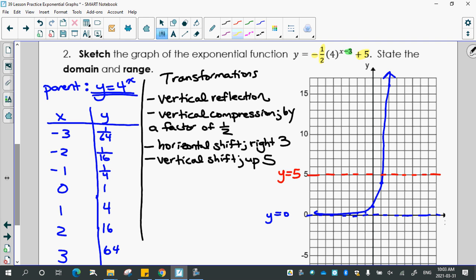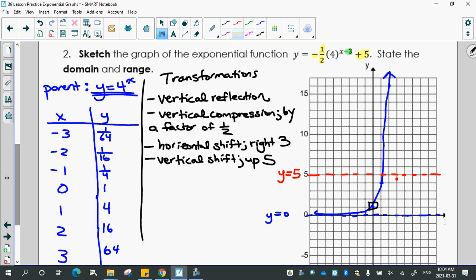So if I start with this point, the 0, 1 point, and I start applying my transformation. So first of all, I'm vertically reflecting it, so it goes down to -1. Is everybody good there? Now I'm compressing it by a factor of 1/2, so instead of being 1 below, it's only going to be 1/2 below. And then I'm going to move to the right 3, and up 5. So it should be right there in that halfway spot underneath the asymptote.